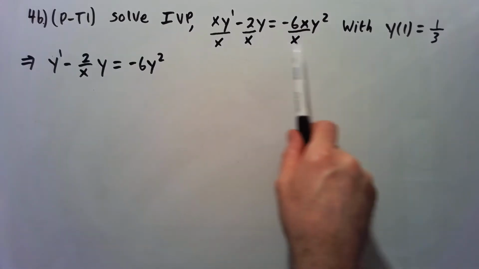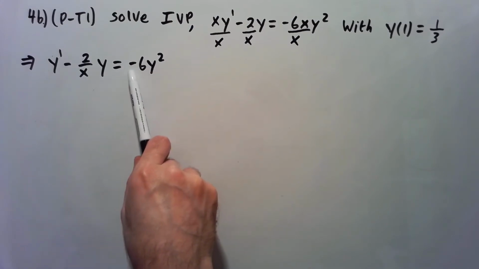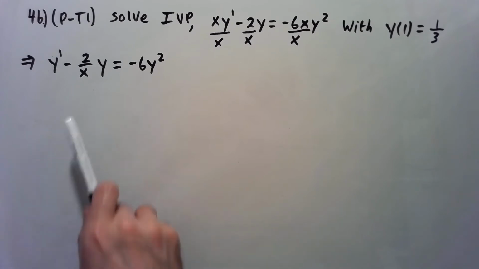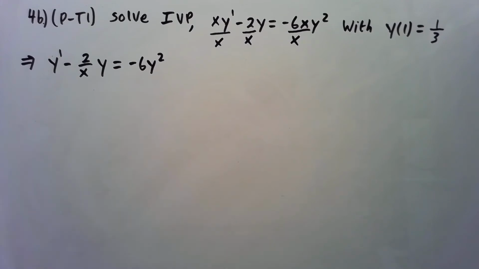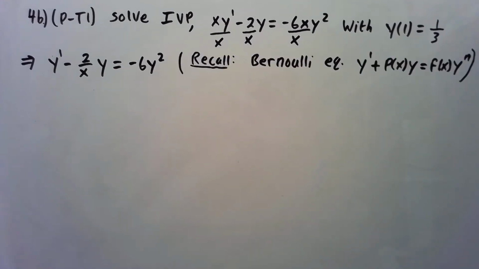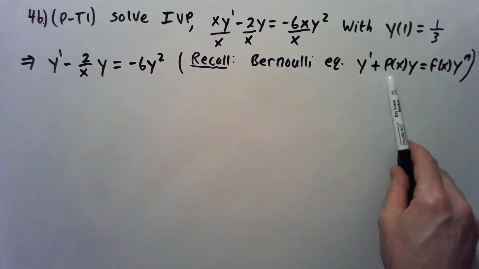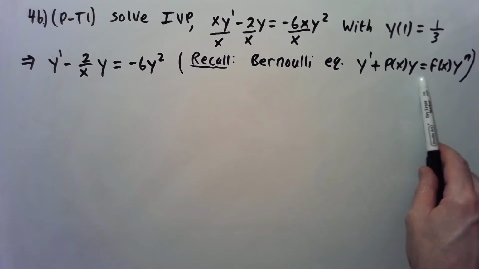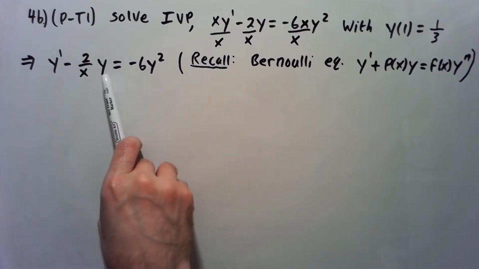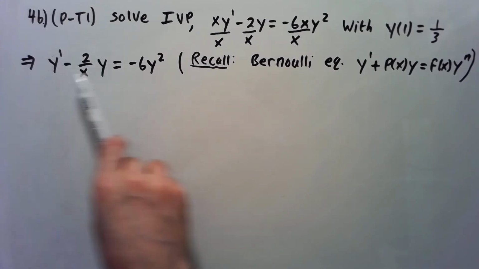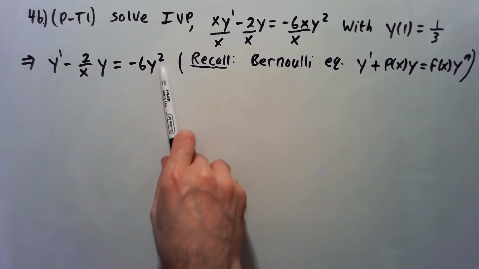So dividing everything by x, we get then y prime equals minus 2 over x, y, equal to minus 6y squared. And we need to recognize that this is a Bernoulli equation here. So let me write that. Recall a Bernoulli equation looks like y prime plus some function of x, p of x, times y equal to f(x) times y to the n. This fits that mold where the negative 2 over x would be your p of x and the minus 6 would be your f, and our n here would be 2.